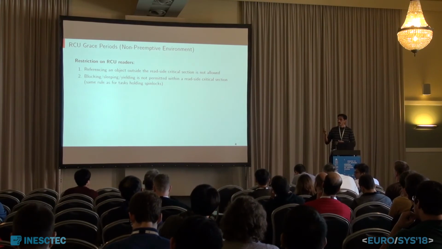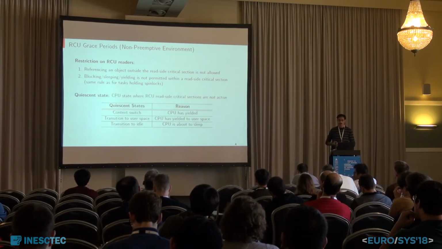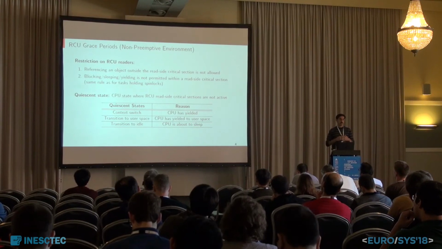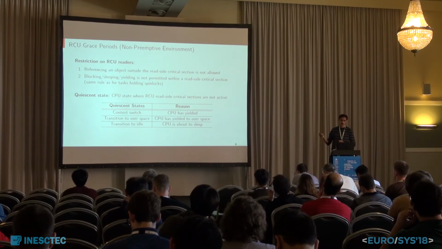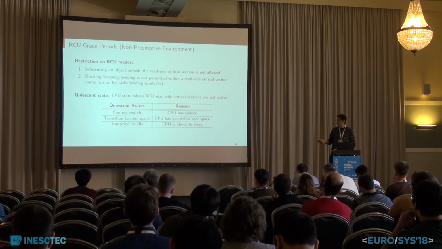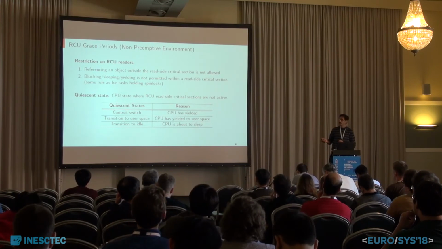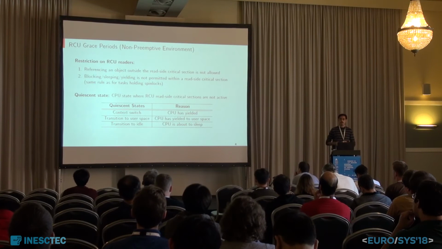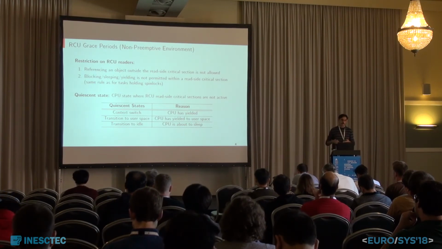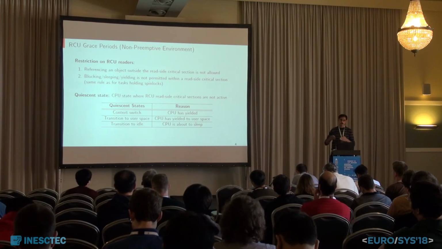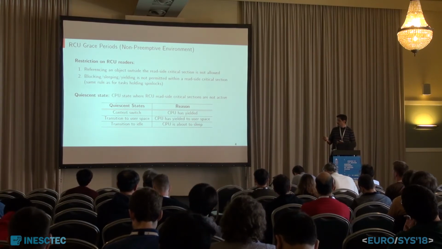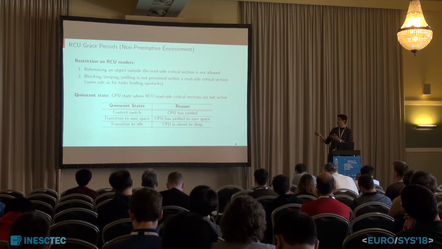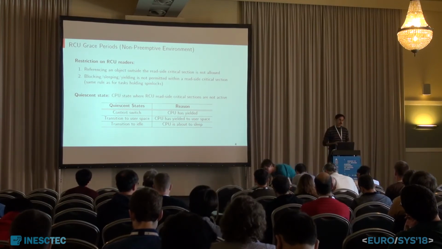With this, RCU defines something called a quiescent state. A quiescent state is a state where the read-side critical section is not active. For example, a context switch is a quiescent state, because if you are context switching on a non-preemptible kernel, that means we are yielding the CPU. And yielding a CPU is not allowed inside a read-side critical section, so we are guaranteed that that CPU is no longer running any active read-side critical section. Similarly, transition to user space and transition to idle are also quiescent states, because we are returning the CPU to user space, and in the idle transition, the CPU is about to sleep.